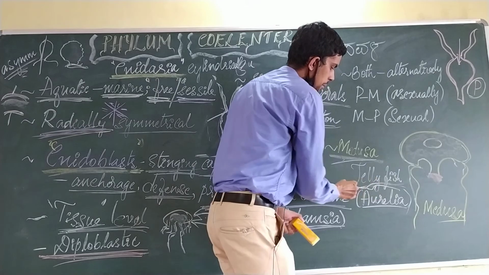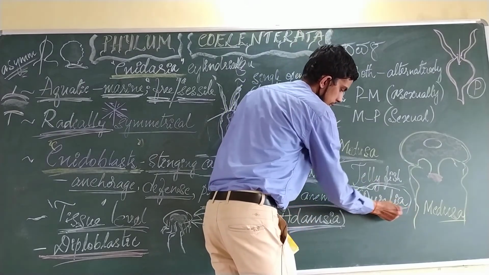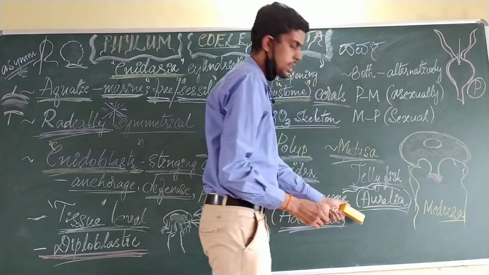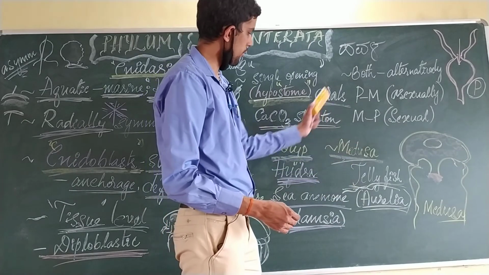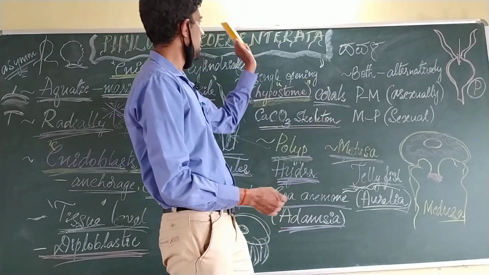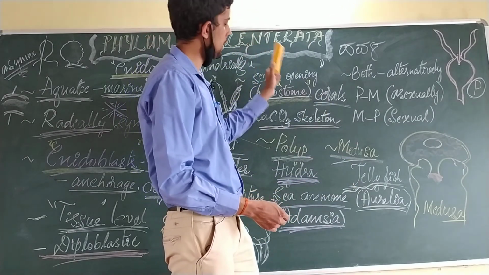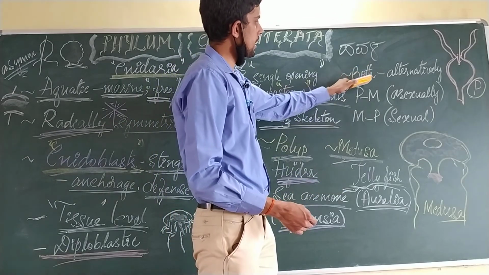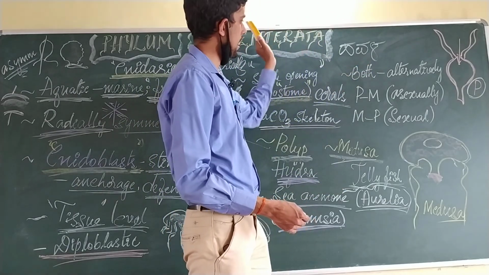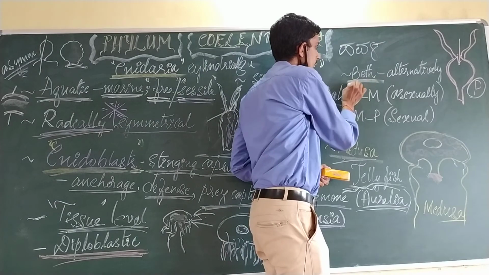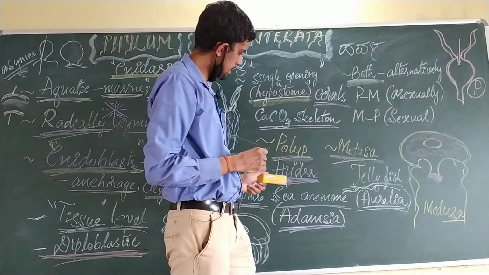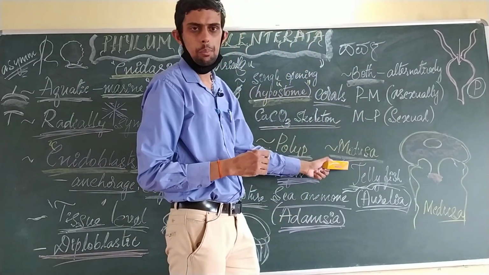And then when we study the examples, that is the jellyfish. Jellyfish is the common name, and the scientific name is Aurelia. Aurelia is one such example for the medusa type of cnidarians. Got it? And in some of the organisms you find both the forms, that is both the polyp and medusa.